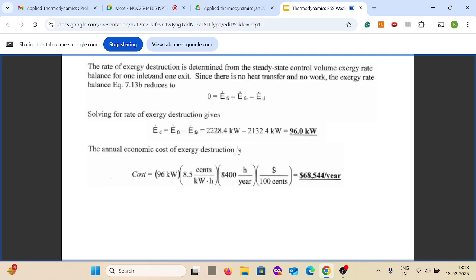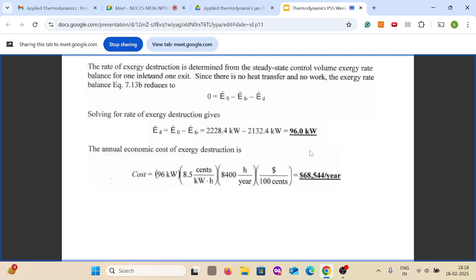So with this I can find out the rate of exergy destruction. Exergy destruction is nothing but exergy coming in minus exergy going out minus exergy destroyed. Since it's a steady state process, there is no change in exergy, dE by dt. The difference between exergy coming in and exergy going out will give me the exergy destroyed. So exergy destroyed is flow in minus flow out exergies. Substituting the values, I get exergy destroyed as 96 kilowatt.